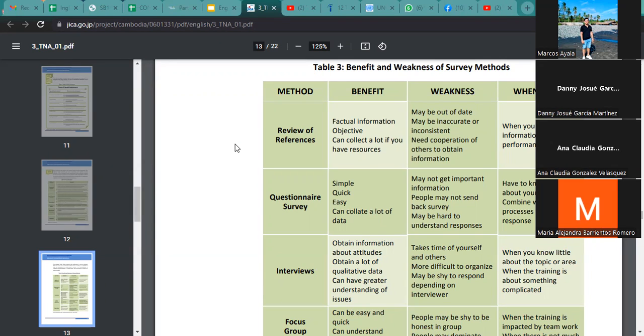Okay. Ready. Okay. Method: review of reference. Benefit is factual information, objective, can collect a lot if you have resources. Weakness: may be out of date, may be inaccurate or inconsistent, need cooperation of others to obtain information. When you need factual information about performance.